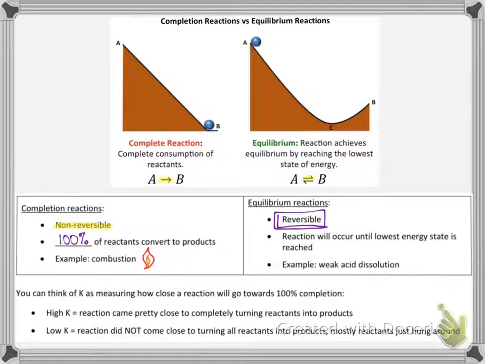So to have a conceptual understanding of K, it can be helpful to think of K as a measurement of how close a reaction goes to 100% completion. If you have a high value of K, the reaction came pretty close to completely turning reactants into products. But low value of K, not so much. The reaction doesn't come close. In fact, the reactants are just mostly hanging around.